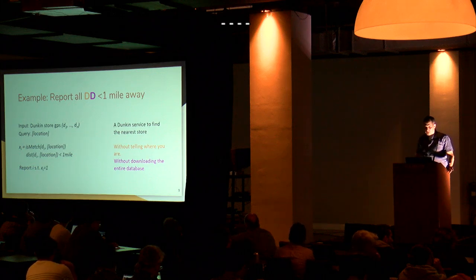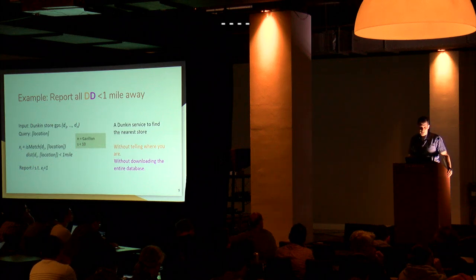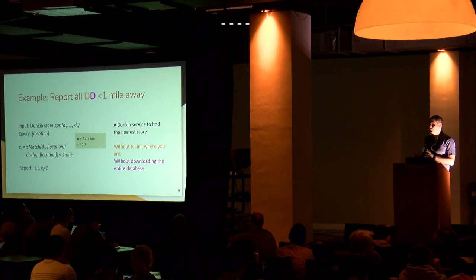So clearly in this example, n is very large. I checked yesterday, Dunkin' Donuts have a gazillion restaurants. But still, in a radius of 1 mile, there are not too many restaurants. There are no more than, I don't know, 10 restaurants, I guess.